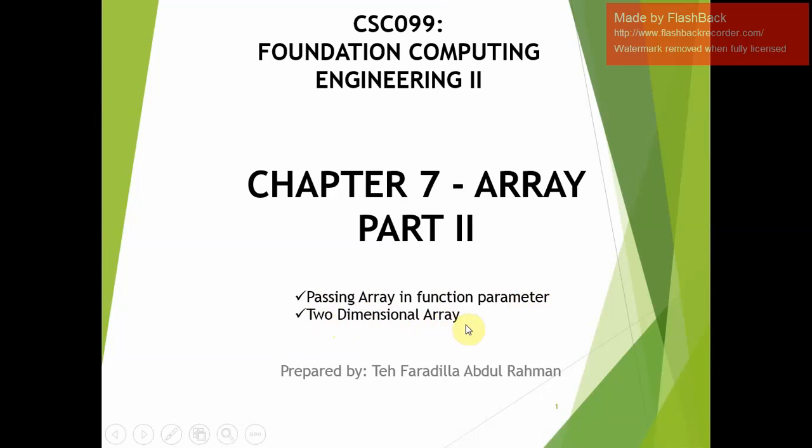I know that some of my students already used the 2D array for their group projects. So congratulations, because you can use that by learning yourself. So congratulations on that.